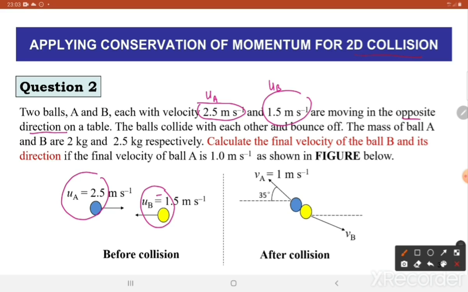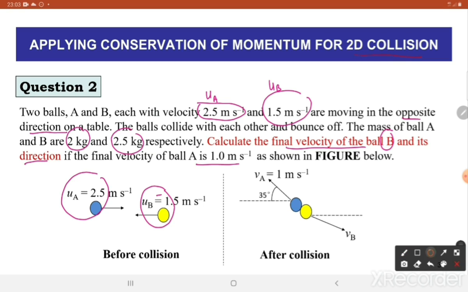The balls collide with each other and bounce off. The mass of ball A and B are 2 kilogram for A and 2.5 kilogram for ball B. So calculate the final velocity of ball B and its direction. So we need to calculate the magnitude and direction of ball B if the final velocity of ball A is 1 meter per second as shown in the figure below.